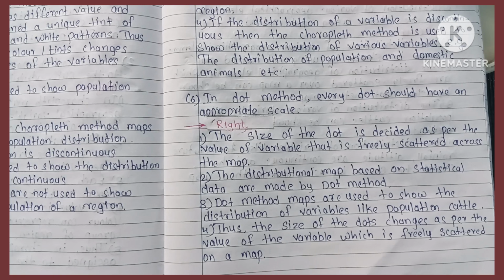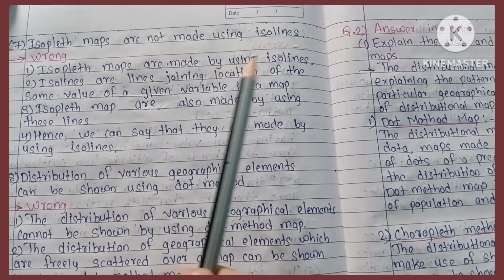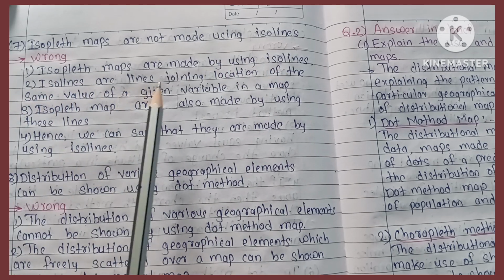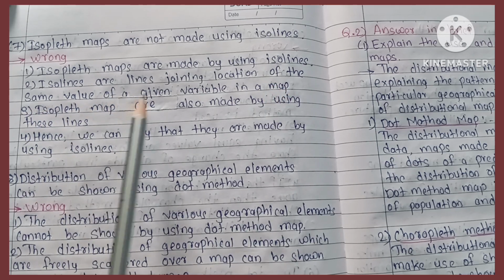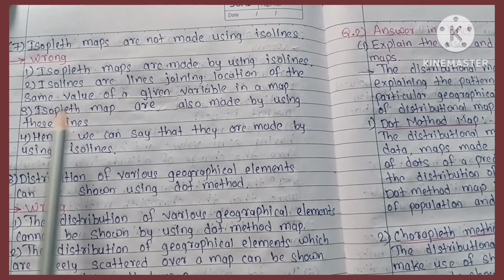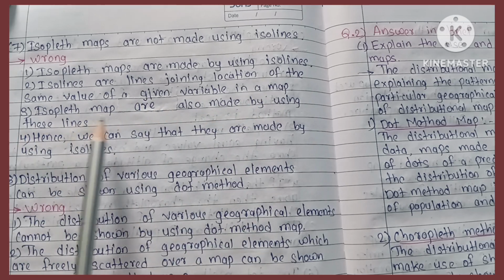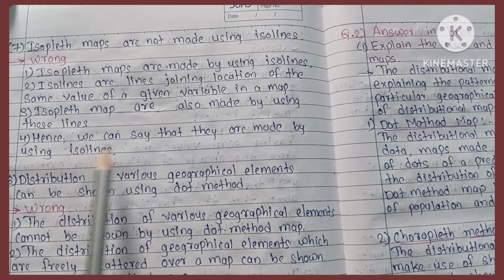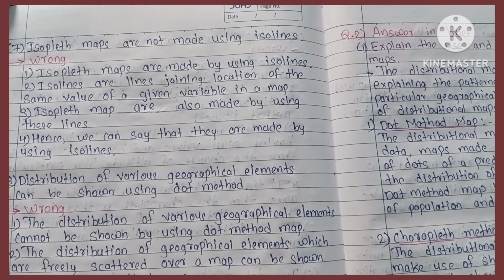Next question. Isopleth maps are not made using isolines. This is wrong statement. Isopleth maps are made by using isolines. Isolines are lines joining location of the same value of a given variable in a map. Isopleth maps are also made by using these lines. Hence we can say that they are made by using isolines.